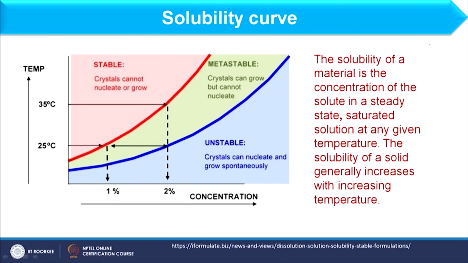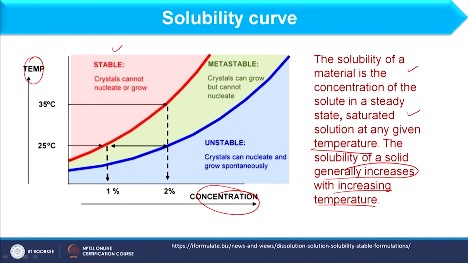Further, we will discuss the solubility curve. So, basically what is solubility? Solubility is basically the ability of a solute to dissolve in a solvent, and that we consider as solubility. Now, here we will discuss the solubility curve. If you see this, here I am having temperature as well as concentration. The solubility of a material is the concentration of solute in a steady state saturated solution at any given temperature. The solubility of a solid generally increases with increasing temperature. I think this is a known factor.